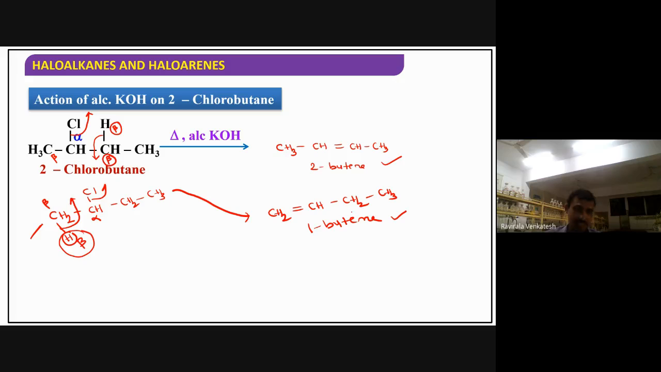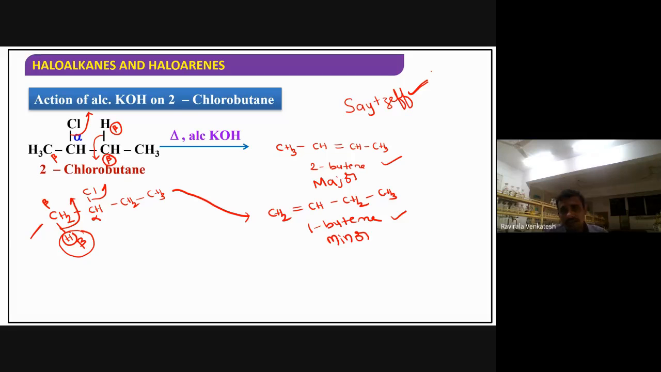That can be explained by the Saytzeff rule. So the Saytzeff rule comes here, and it will be useful for us. Which product is major? Both are correct only. Don't say that 2-butene is the correct one and 1-butene is wrong. Both are correct, but one will be the major product and the other will be the minor product. And how do we identify which is major and which is minor? That can be understood by the Saytzeff rule.